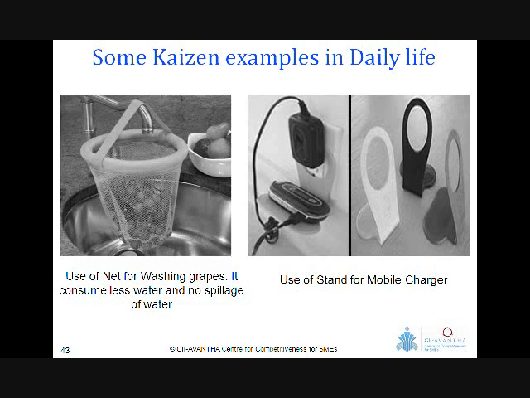Another example is a stand for mobile chargers. When we charge our mobiles, the wire is always long. Sometimes it gets entangled and damaged. Sometimes when we move, the mobile falls on the floor. So we can use a small Kaizen. It's very simple.